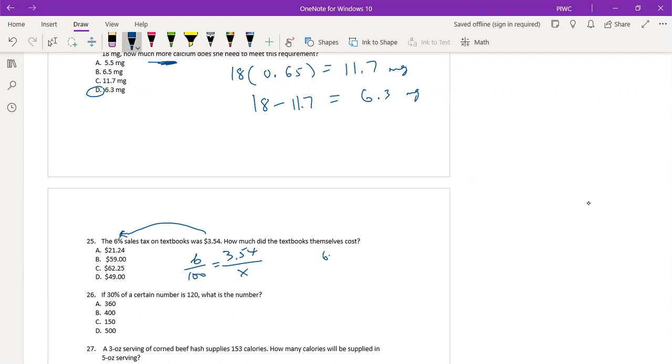So we have 6X is equal to 3.54 times 100. 6X is equal to 354, divided by 6, divided by 6. So your X will be equal to 59.